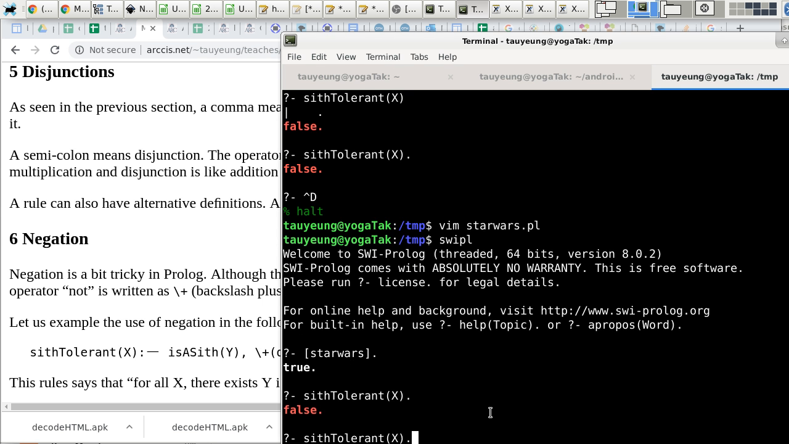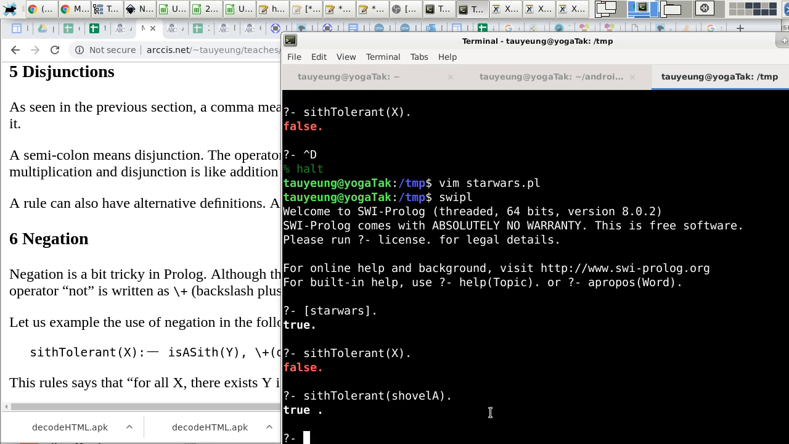It says nothing is. Okay, well, we can ask it, specifically, shuffle A. It is true. Oh, okay, whenever it has negation, it cannot find all the answers. Yep, because it doesn't want to go through every single atom in the universe to figure that out.